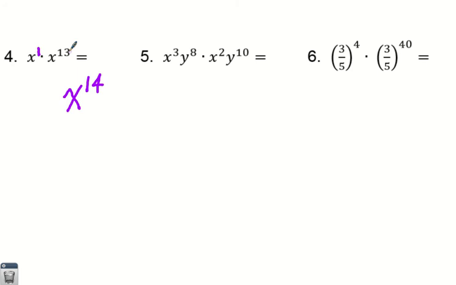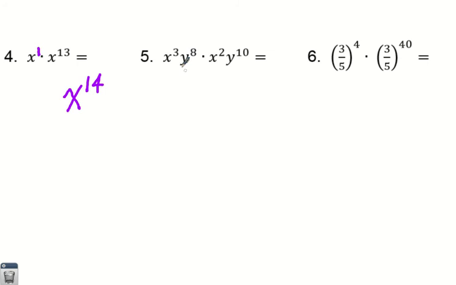Okay, here, number 5, we're getting a little bit crazier, but we're multiplying all this together, and we want to, I guess the word would be simplify it. So we want to multiply together whatever we can multiply together and get a simpler answer. So look, I pretty much can't do x to the 3rd times y to the 8th. These bases don't match, so you can't simplify them together and have a final exponent.